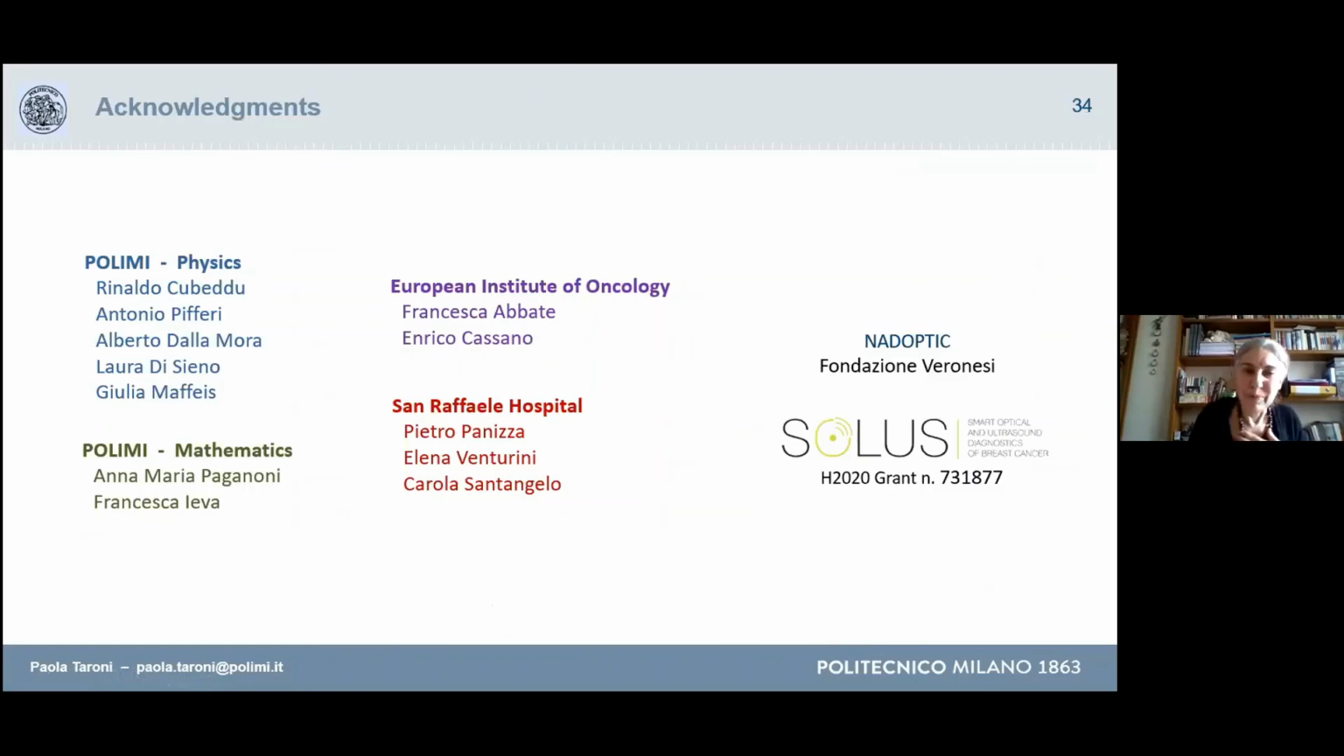And these are the people who contributed. The first study that I discussed was performed in collaboration with the European Institute of Oncology, while Solus, and this work on neoadjuvant chemotherapy, is in collaboration with Ospedale San Raffaele.